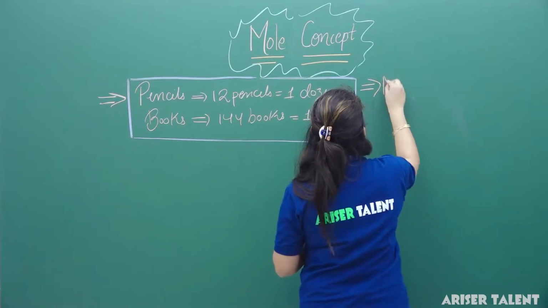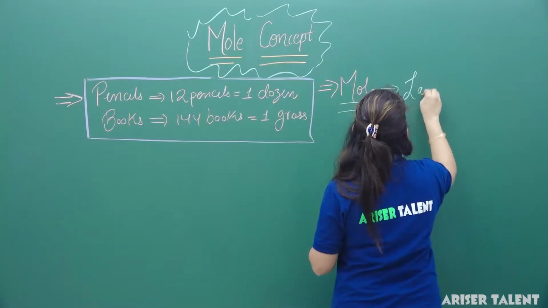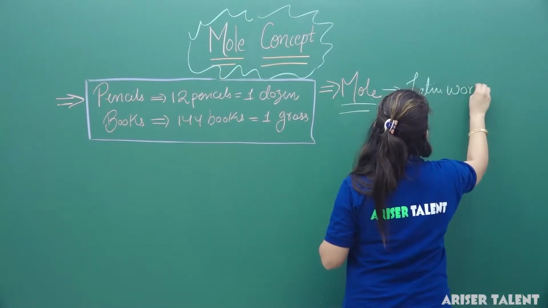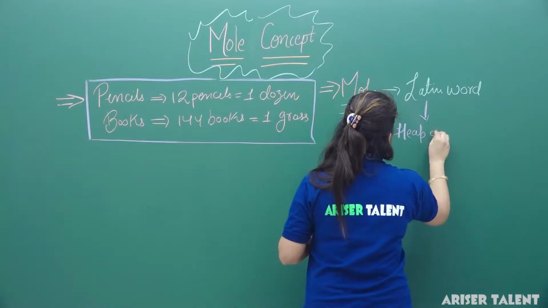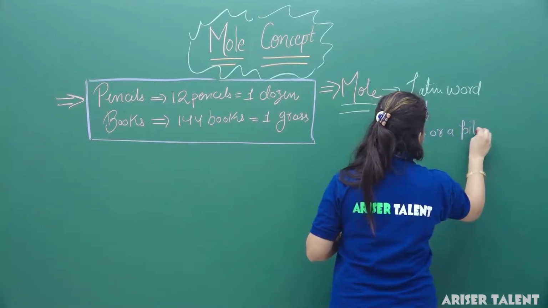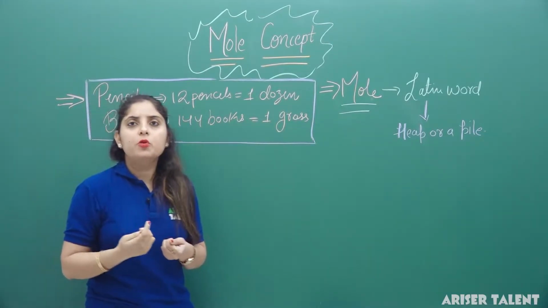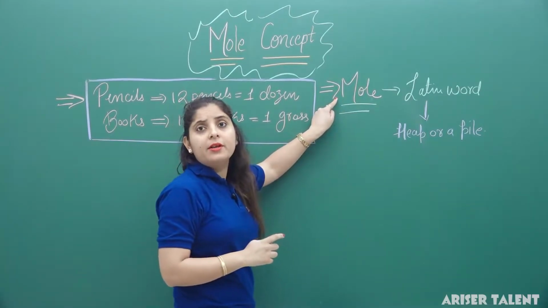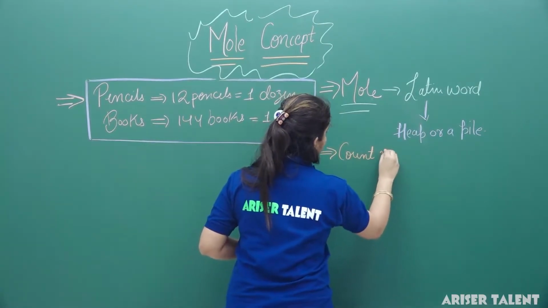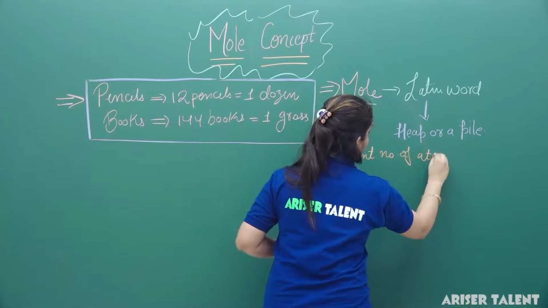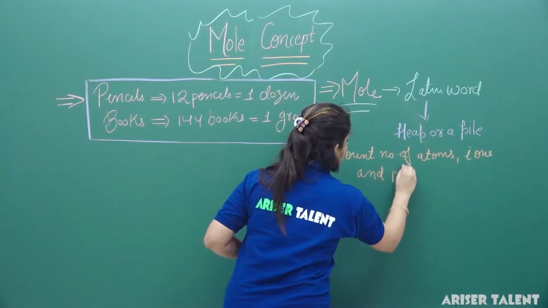So, mole here is actually a word that comes from Latin language. And this word basically means heap or a pile. So, if we want to calculate the number of atoms, ions and molecules in a compound, we will define it in a unit that is called mole. It will count number of atoms, ions and molecules.